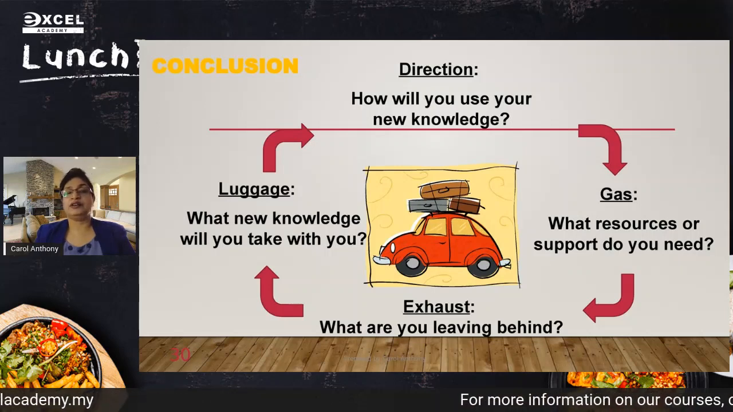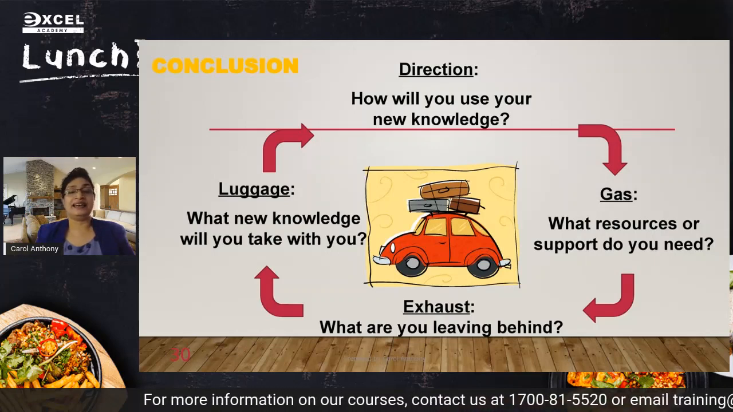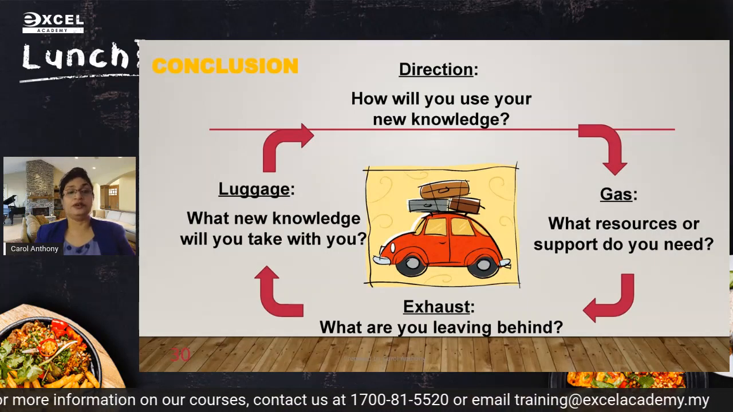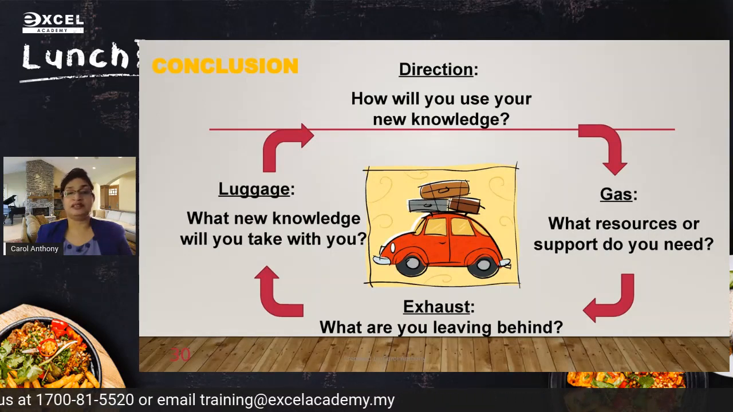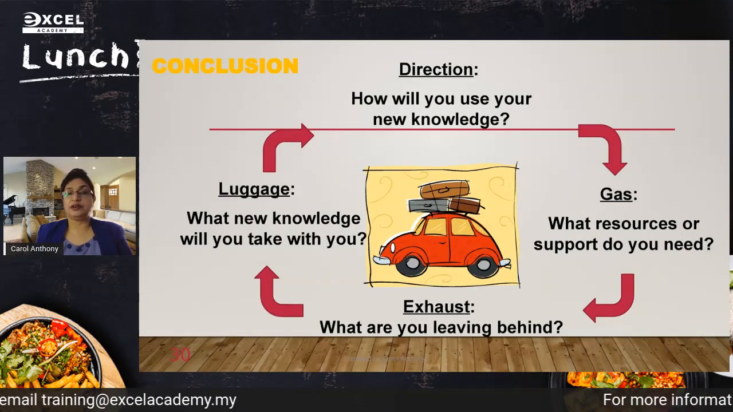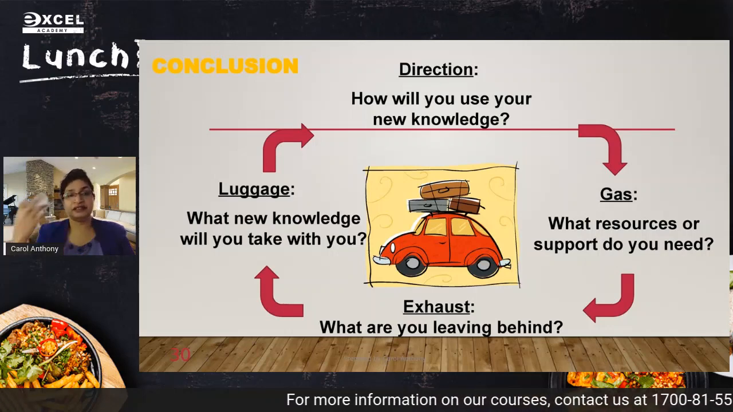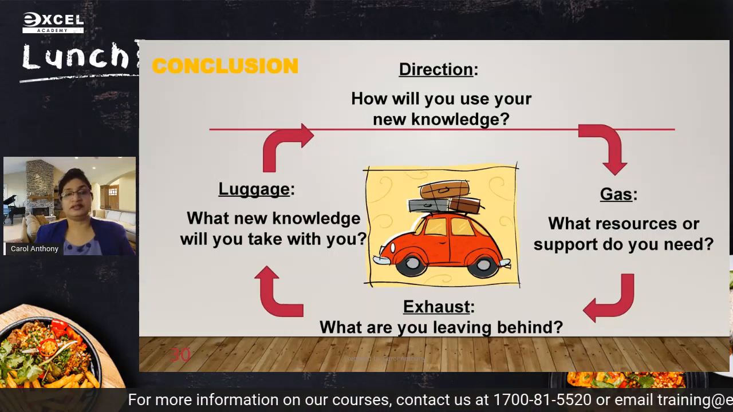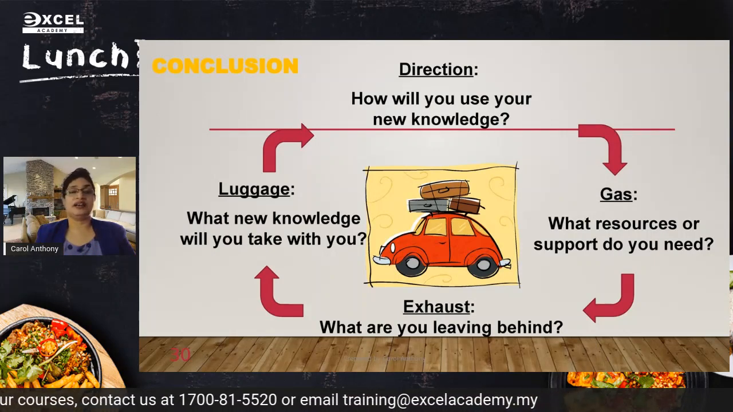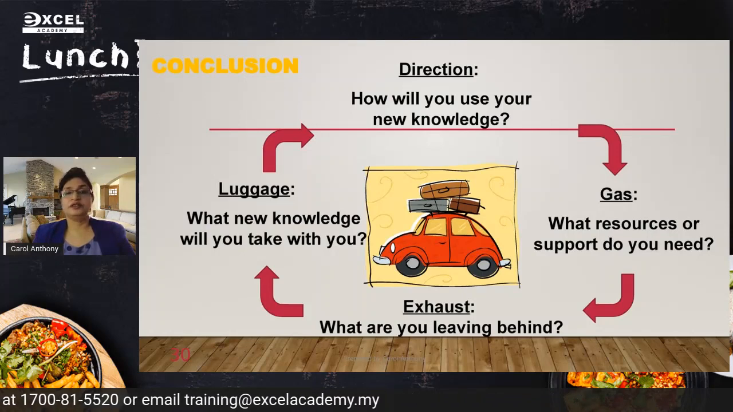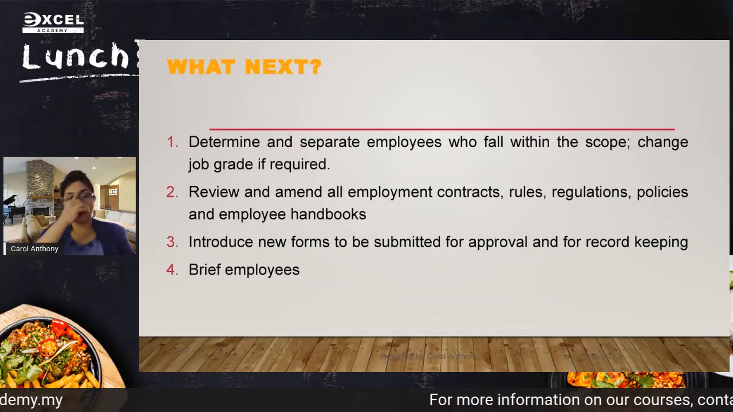And lastly, what are you leaving behind? Whatever you've done which is not aligned to this act, you need to leave behind. Or maybe some is not applicable anymore in your policies. Come 1st January 2023, it won't be applicable, so you need to remove all of that and replace it with the new clauses, right? So you need to go through this process and think of what needs to be done, right? So briefly, what can be done, I have here, very briefly. What next can you do?